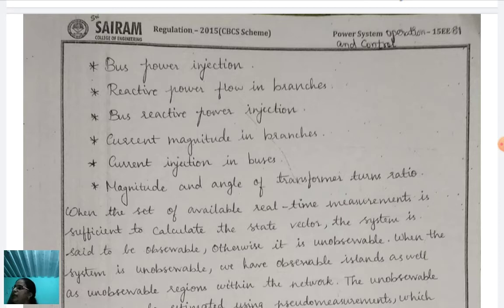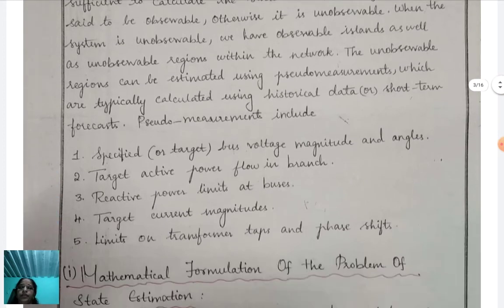When the set of available real-time measurements is sufficient to calculate the state vector, the system is observable. When the system is unobservable, we have observable islands as well as unobservable regions within the network. So, the pseudo measurements include specified or target bus voltage magnitude and angles, target active power flow in branches, reactive power limits at buses, target current magnitudes, and limits on transformer taps and phase shift.